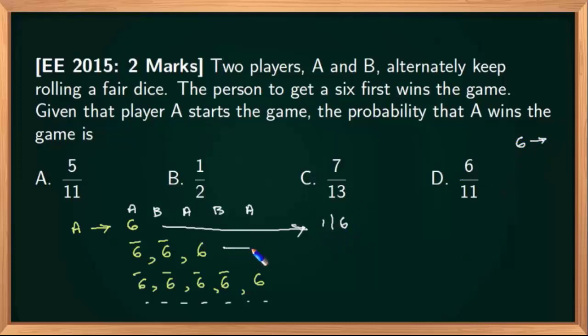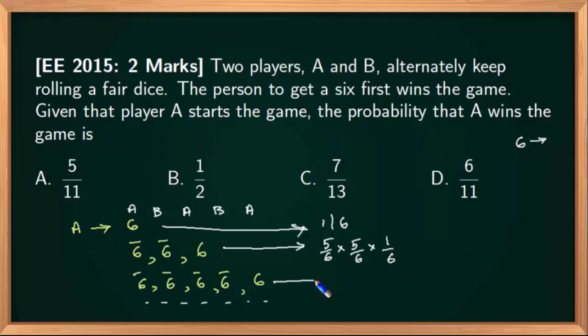Now, another way for A to win the game is, first A plays, A gets a non-6 number, a number other than 6, followed by B gets a number which is not 6, otherwise B will win the game. The third chance A gets 6, which means that I have to find the probability of A getting a non-6 number. The first chance is 5 by 6. In the second chance, B gets a number which is not 6, so the probability is 5 by 6, because I have 5 numbers which are other than 6. So 5 by 6 is the probability, into the chance of getting 6 in the third chance, which is 1 by 6.